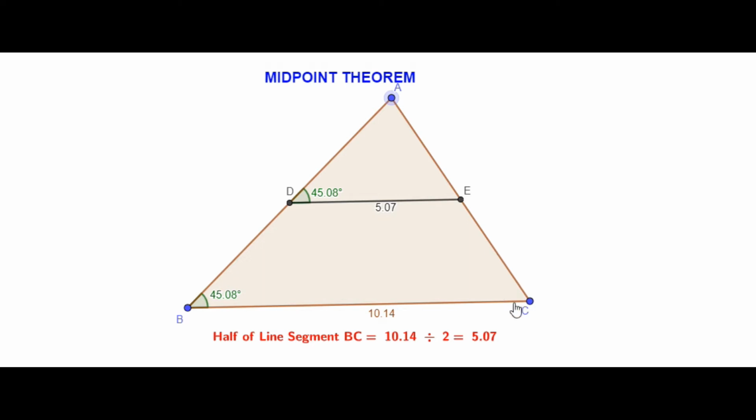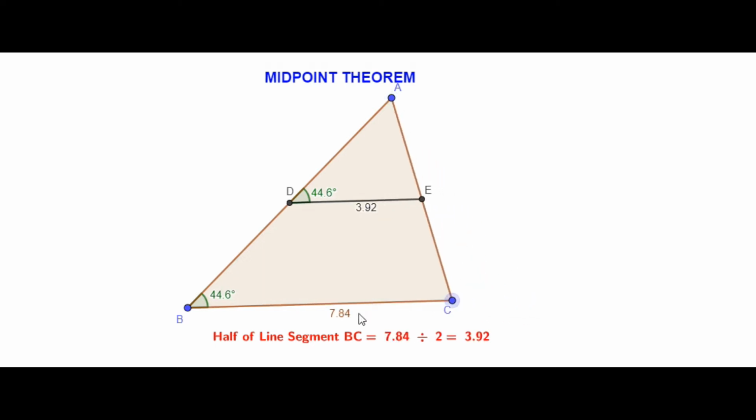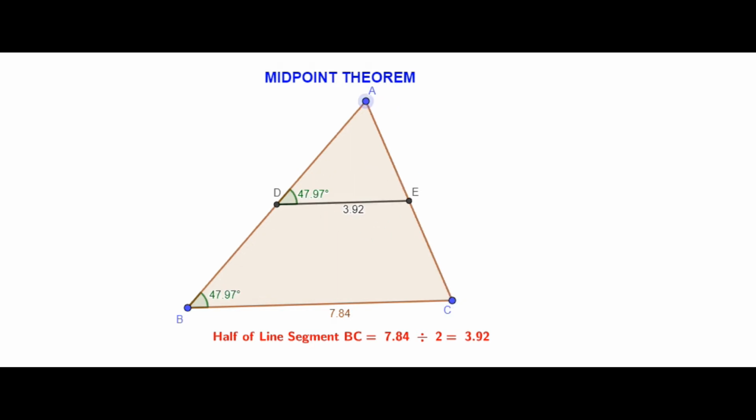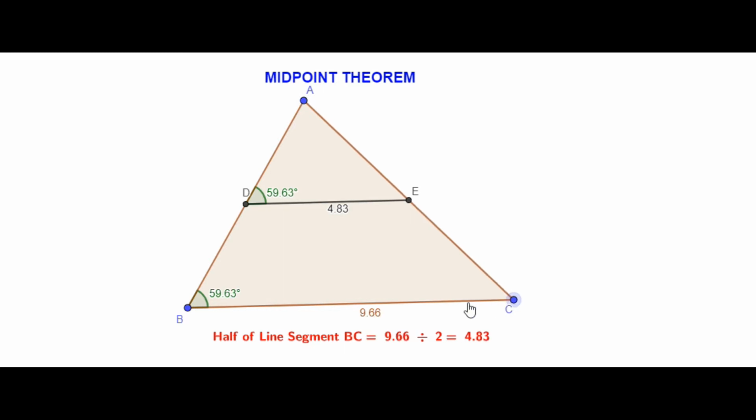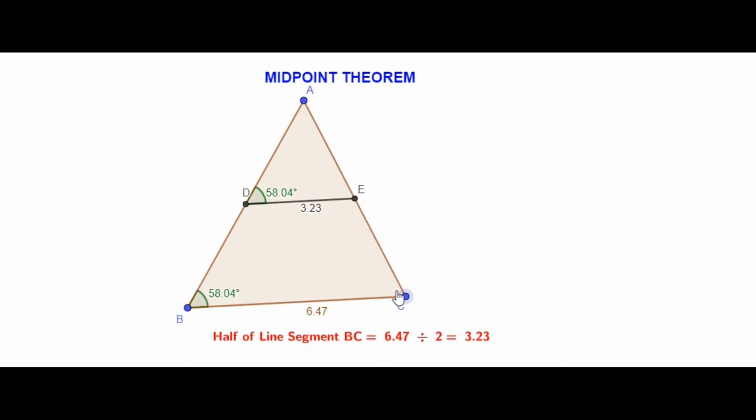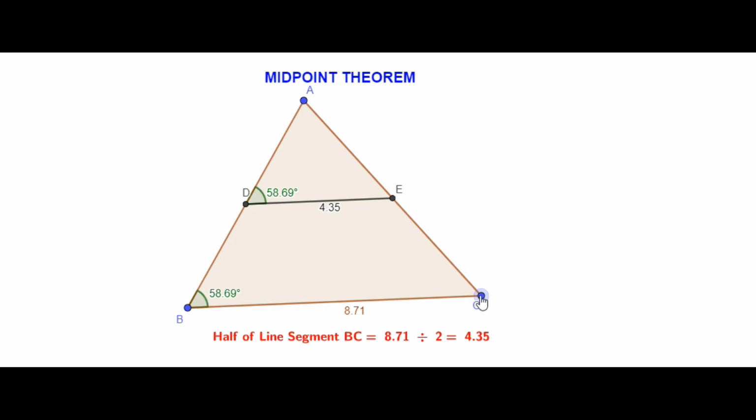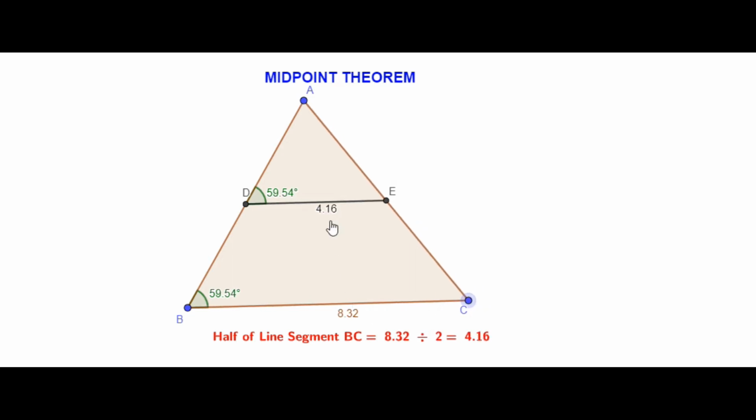What about these side lengths? Well, if I reduce the side length here, see 7.84, divide that by 2, we get 3.92, and that is what the length of DE is. What about a triangle like this? We increase it to 9.66 divided by 2, that gives us 4.83, that again is DE. 6.47, 3.23. Now obviously this rounds it off a bit, so you might see a little bit of error in the last decimal place, but that's only because of the rounding off. But otherwise, you see, whatever side length we take, 8.71, 4.35, 8.32, 4.16, that is exactly half of it.